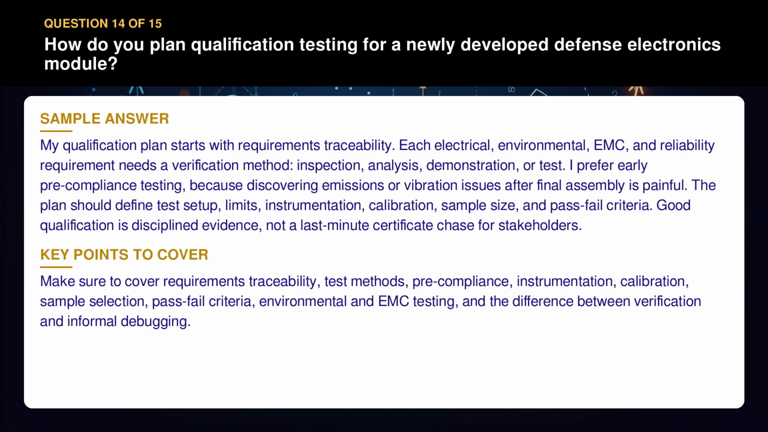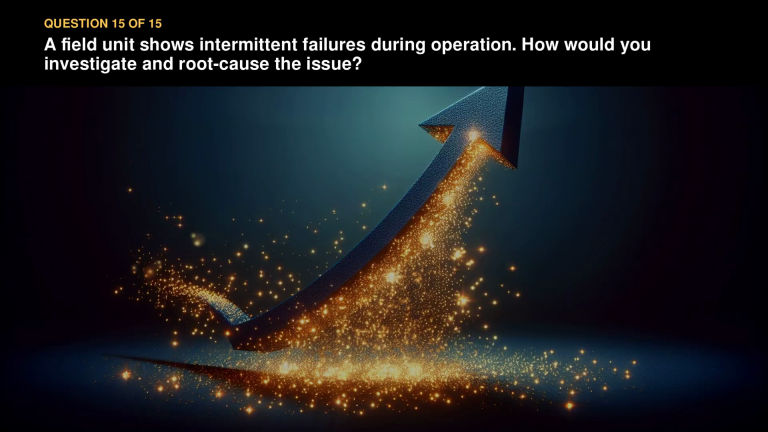Make sure to cover requirements traceability, test methods, pre-compliance, instrumentation, calibration, sample selection, pass-fail criteria, environmental and EMC testing, and the difference between verification and informal debugging. Question 15. A field unit shows intermittent failures during operation. How would you investigate and root cause the issue?